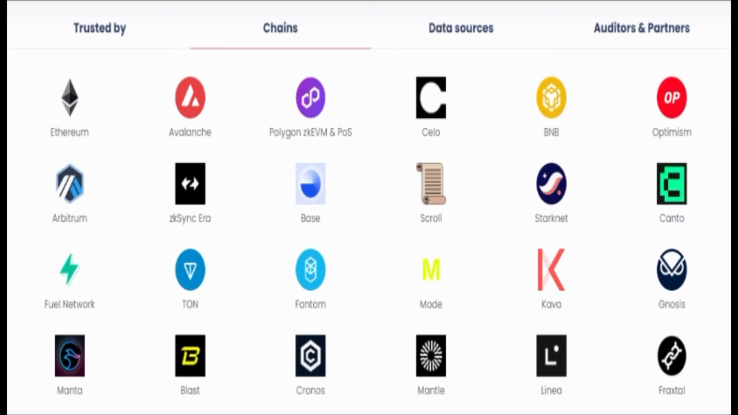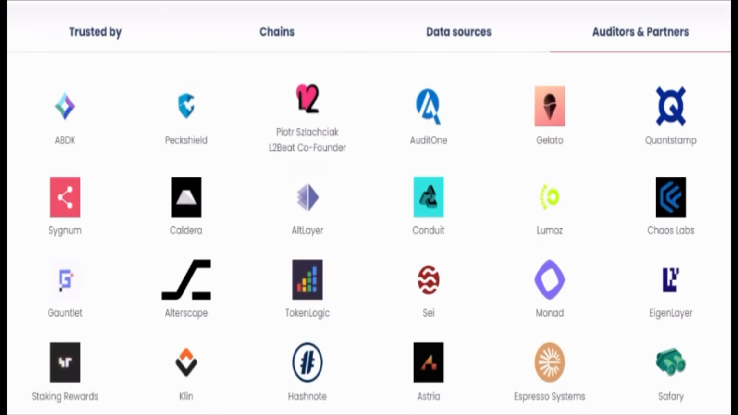And moving on to the chains, as I mentioned before, Redstone is available on 20 plus chains. For example, we can take Ethereum here, Avalanche, Polygon, Arbitrum, ZK Sync, Base, and so many more. An interesting point which we have to notice here is that the founder of Avalanche, a co-founder of Polygon, and a co-founder of ZK Sync have all invested in Redstone themselves. So that's an additional point for us to see.